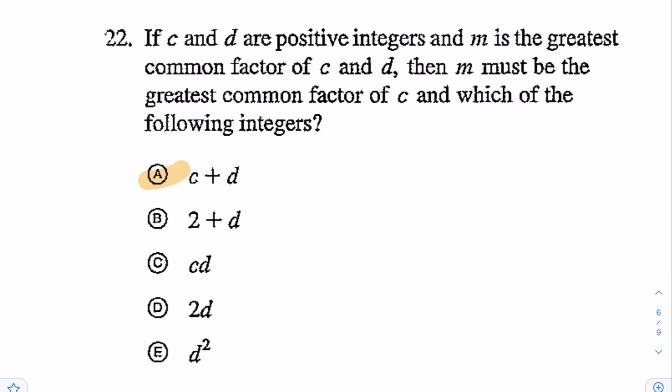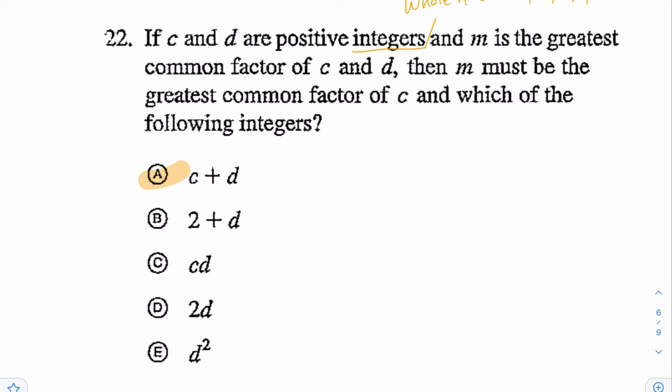For number 22, if C and D are positive integers and M is the greatest common factor of C and D, then M must be the greatest common factor of C, and which of the following integers? So C and D are positive integers, and what that means is they have to be whole numbers. And integers can be positive or negative or even zero, so it could be -2, -1, 0, 1, 2, etc.